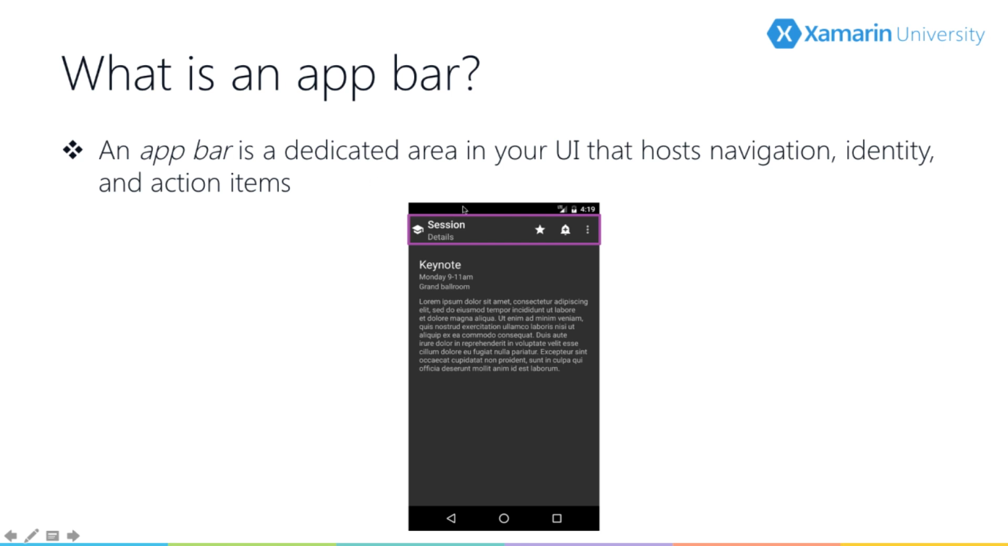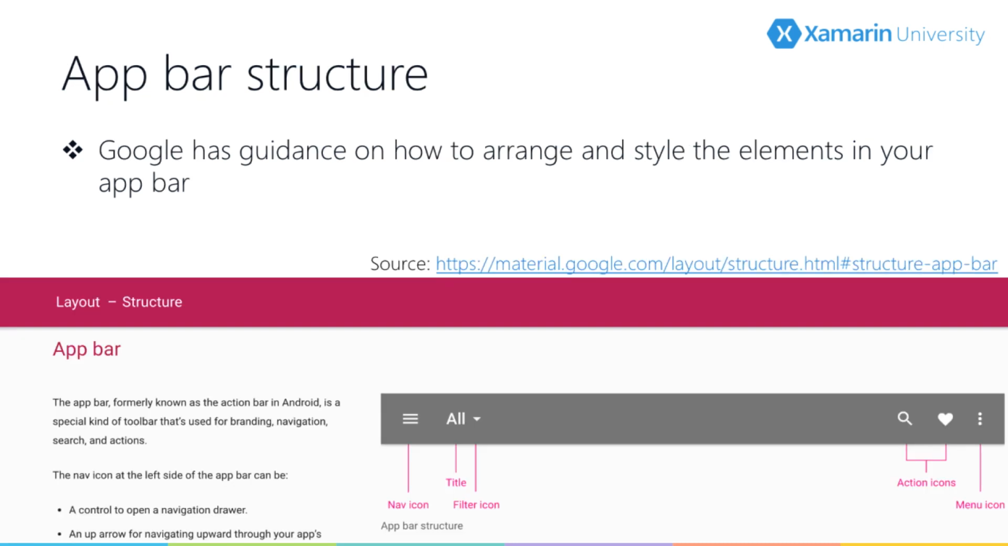So it's a dedicated spot, goes at the top of your activity, and it hosts all these standard elements we just discussed. And the standardization does come from Google. They have some guidance on how to arrange and style the elements inside your app bar. And again, of course, we've been using Toolbar, so this all looks pretty obvious and familiar. That's just because Toolbar implements these guidelines itself.